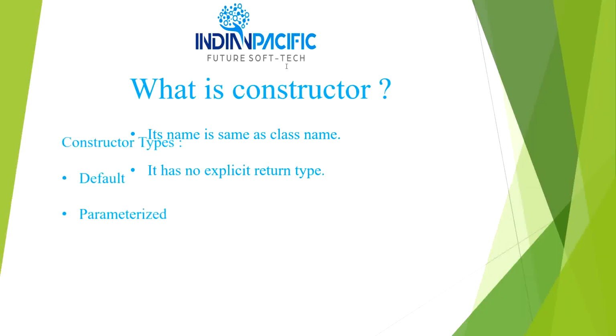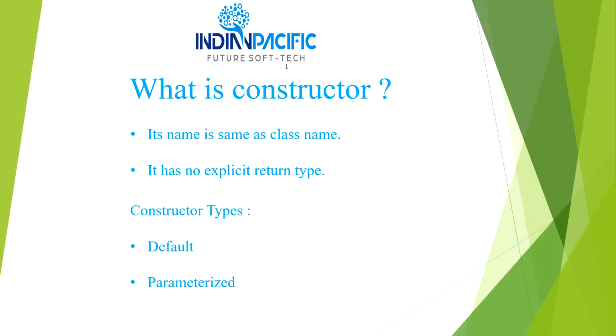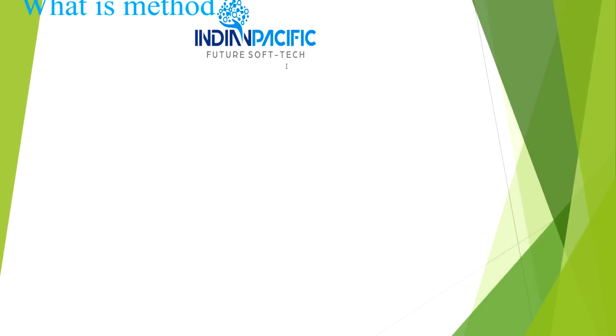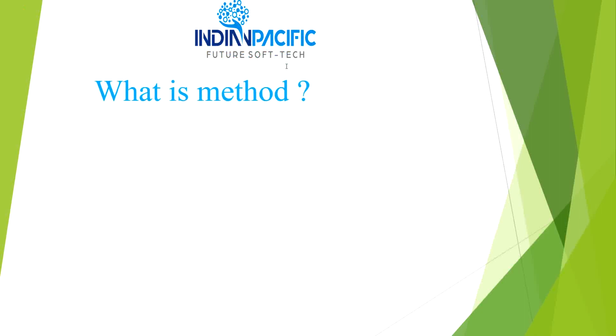Now let's move to some theoretical part. As we learned, there are two types of constructor, default and parameterized. Now let's move to the next question, that is, what is the method? What is the method in Java? People or students who know C and C++ already know what functions are. In Java, those functions are called methods.